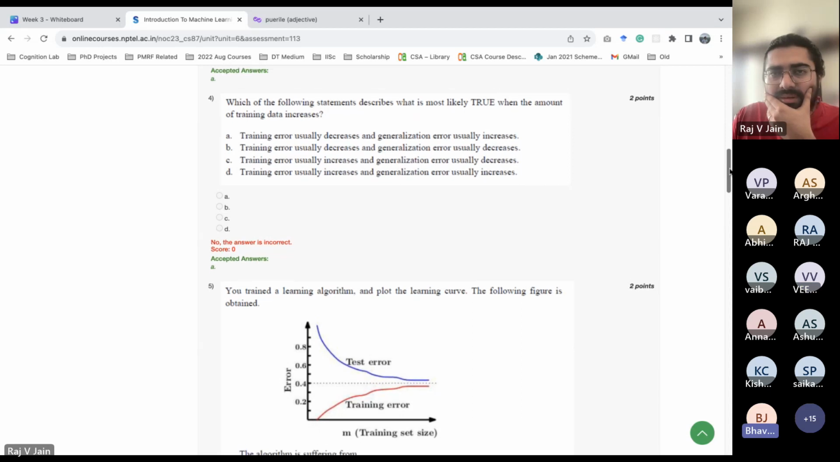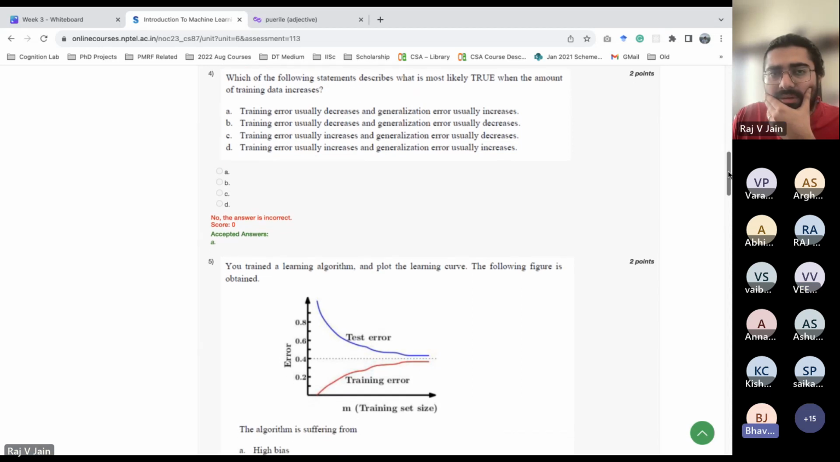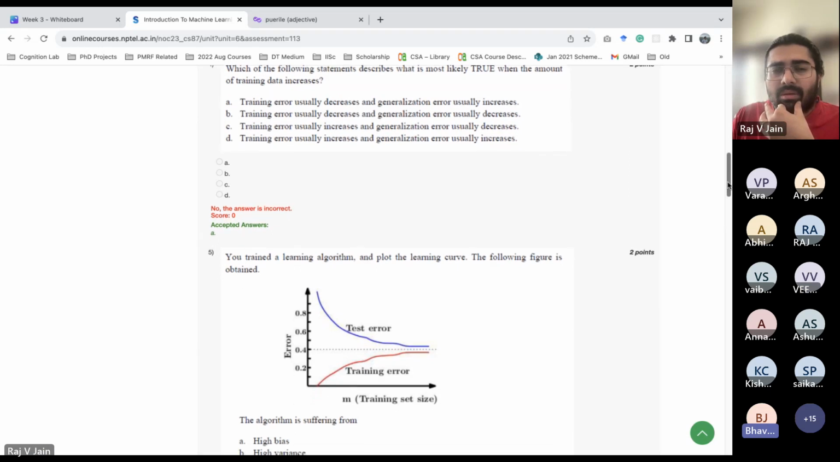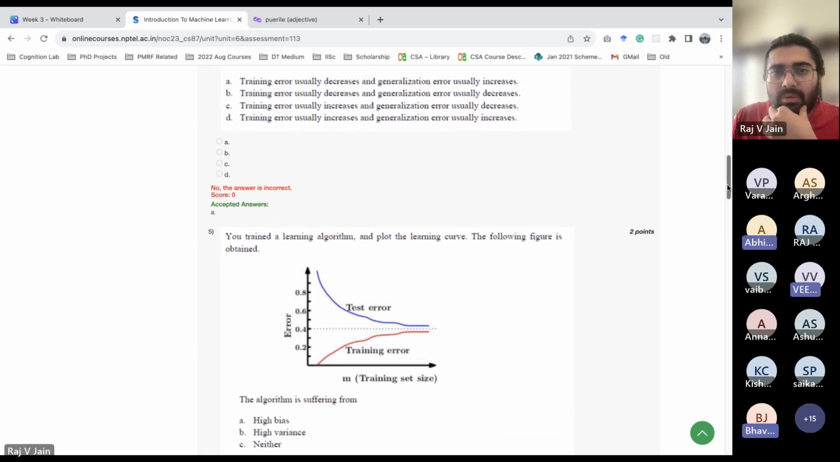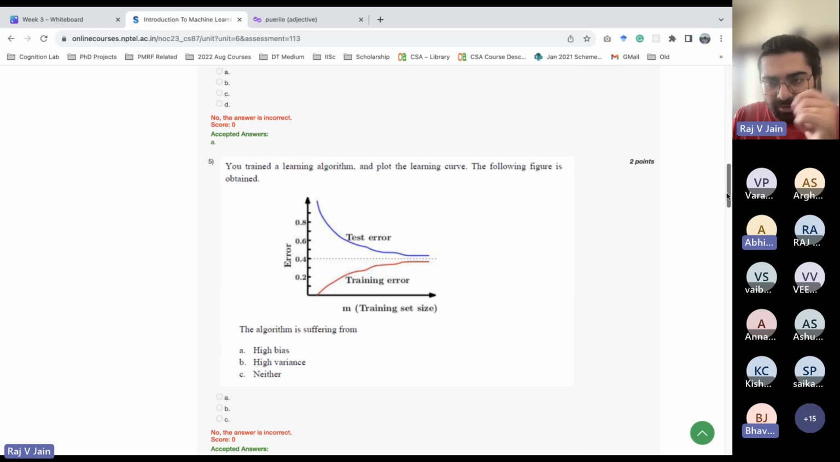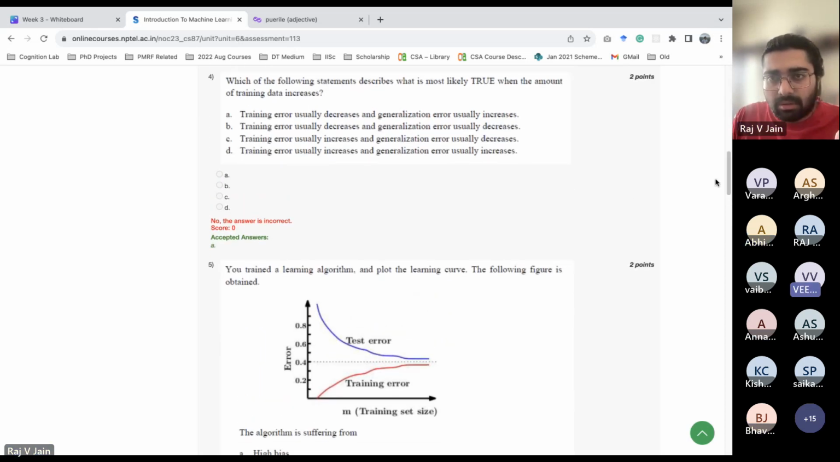I think most of the people have selected C, at least that is what I see in our discussion forum. Yes, it's B or C for number 4, but is it not A? Sir, for 4, C: training error increases initially and generalization error usually decreases.